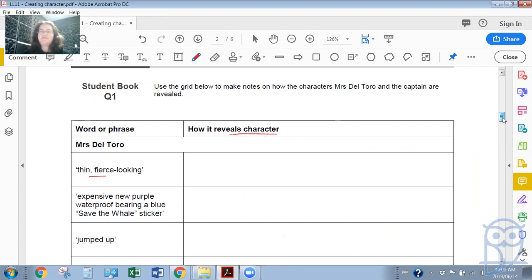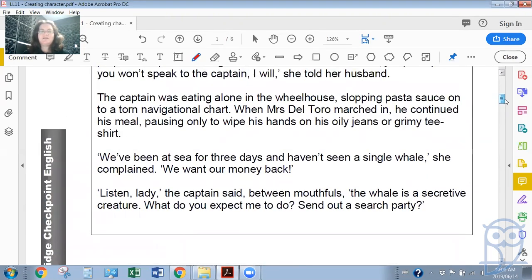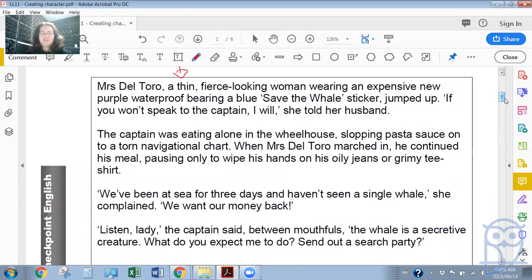So if we focus on Mrs. Del Toro, just that the first image that comes into your head of Mrs. Del Toro, what do you think of, or what can you assume about her? Or here's another question. What's significant about her name even? Is there something significant there? Can you see it?